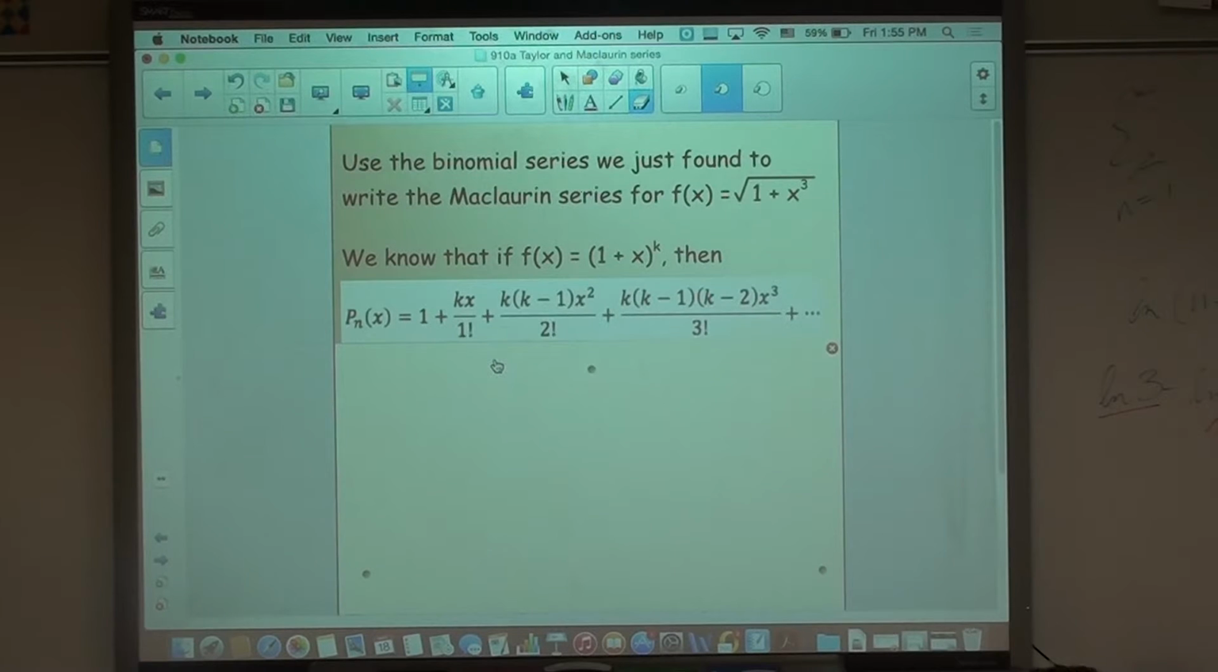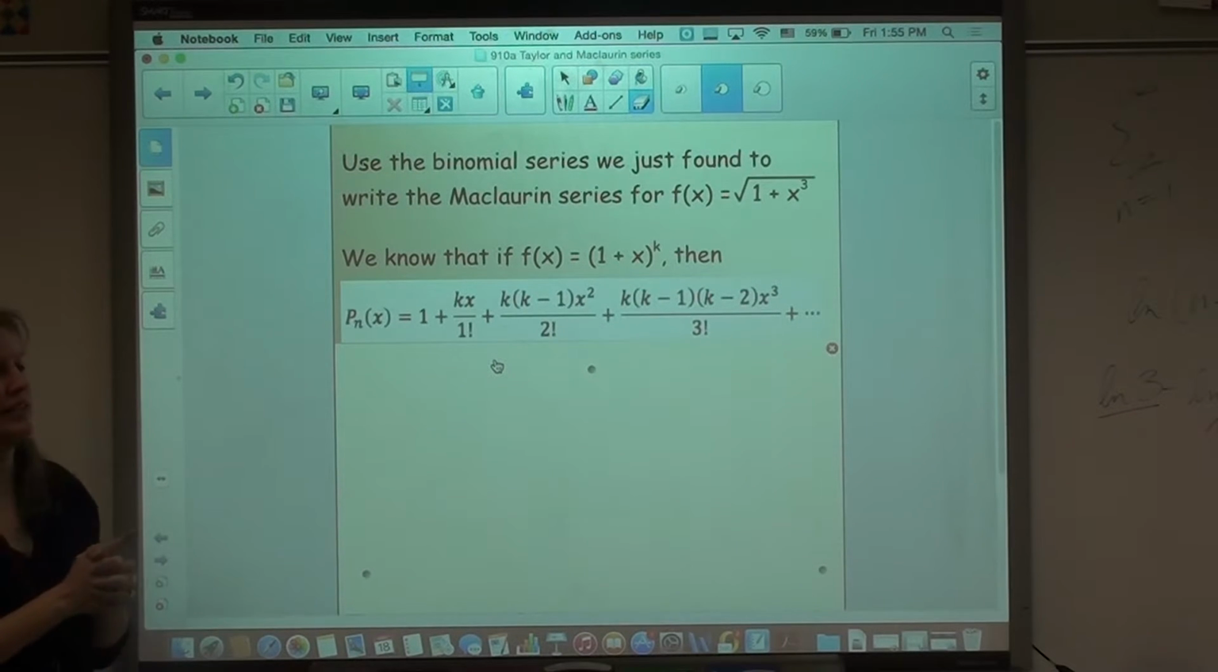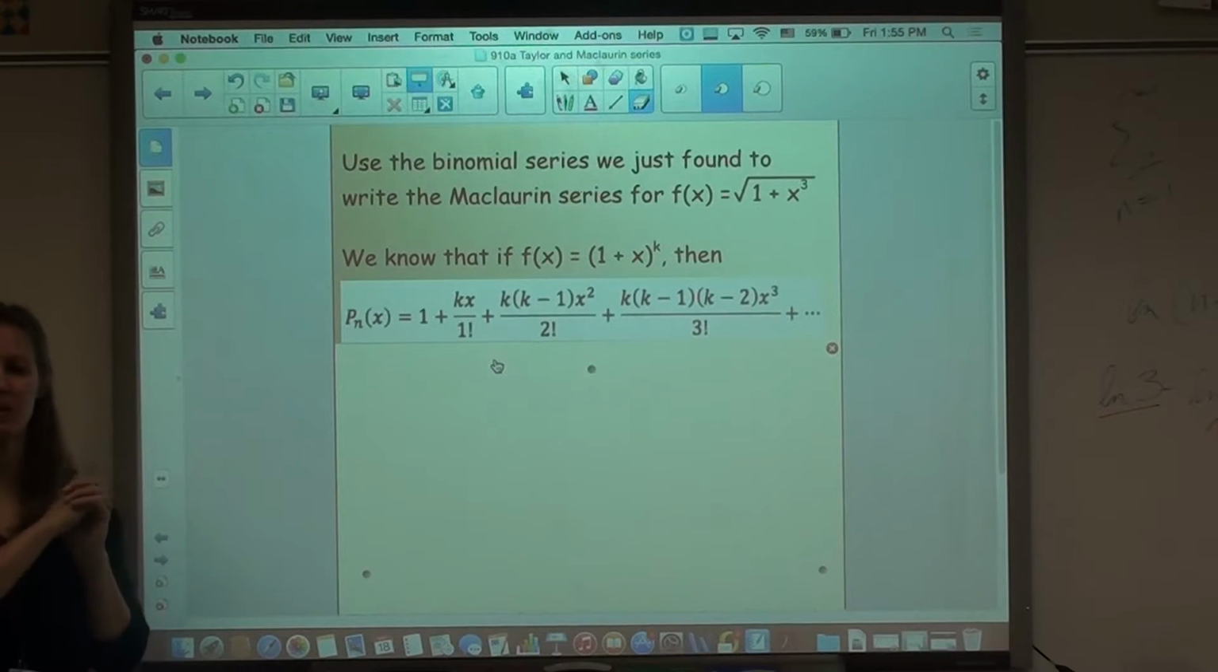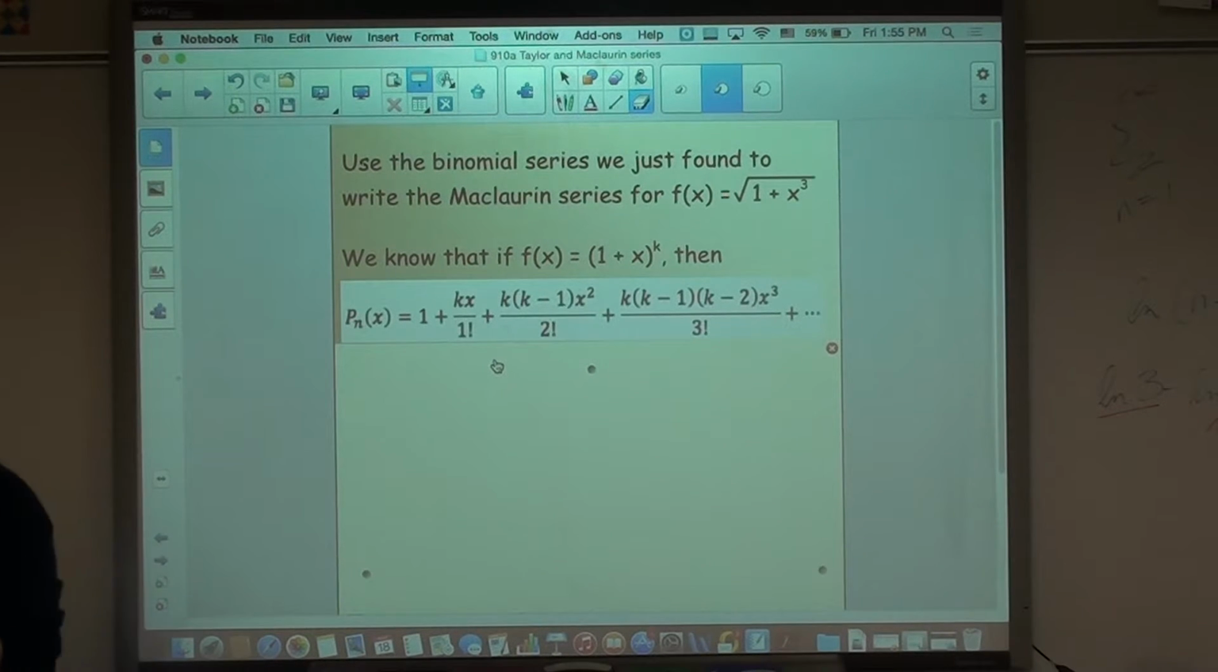So what I want you to do now, thinking that k is a half, don't worry about the x cubed, just think k is a half. I want you to plug the 1/2s in, into the k's. At the end, we'll do the x cubed.